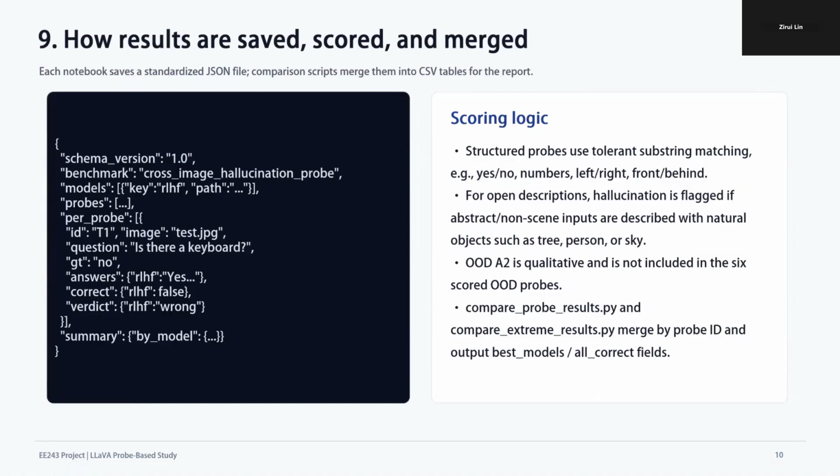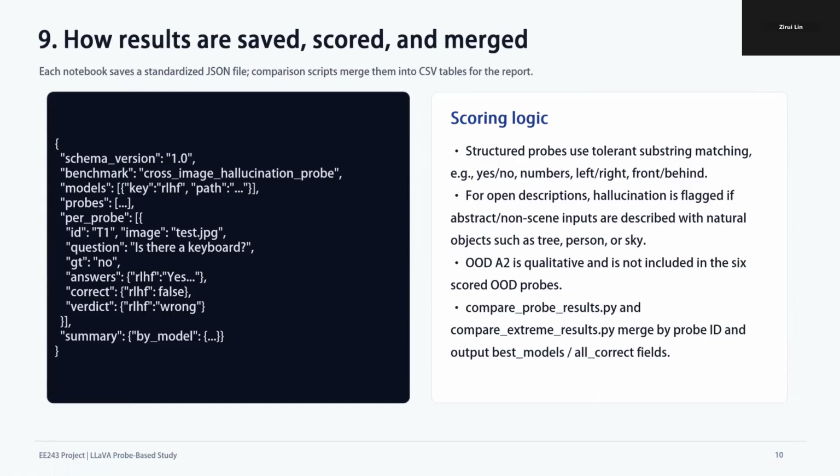For structured probes, scoring usually tolerates substring matching. It checks yes or no, numbers, left or right, front or behind, and similar short answer patterns. For open descriptions, hallucination is flagged when abstract or non-scene inputs are described with natural objects such as tree, person, or sky. OOD-A2 is qualitative and is not included in the 6 scored OOD probes.